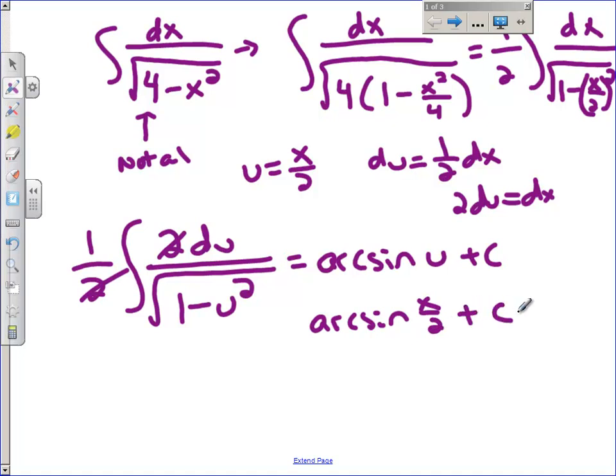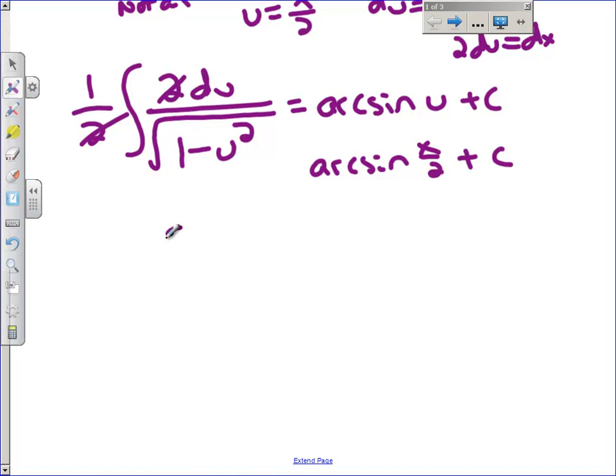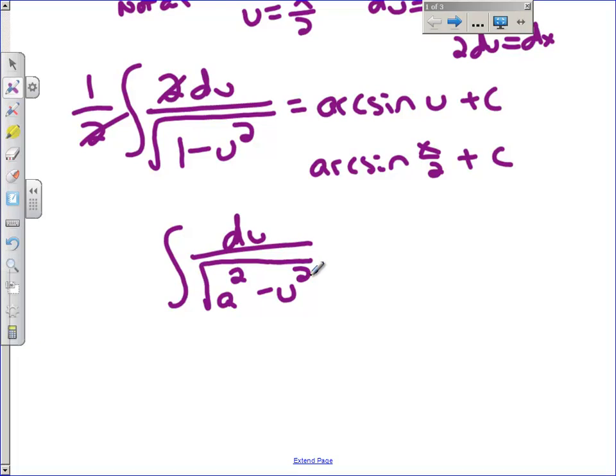Now that's the answer to the integral. That's pretty hard development, and there's a lot of algebra going on there. You don't have to do that algebra if you will embrace this formula. So here is your formula. If you have the integral of du over the square root of a squared minus u squared, your answer will be the arcsine of u over a plus c. Look how that worked in my example.